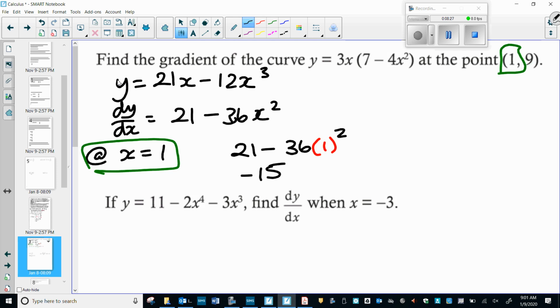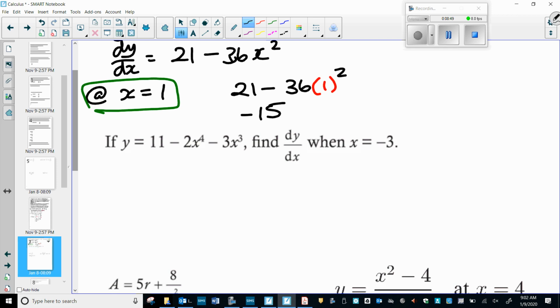Why did you write dy over dx instead of y dash? I think we had this discussion yesterday. When it's f of x, you write f dash. When it's y, you write dy dx. It's just two different ways of saying the same thing, like you're called Emma, she's called Emma.